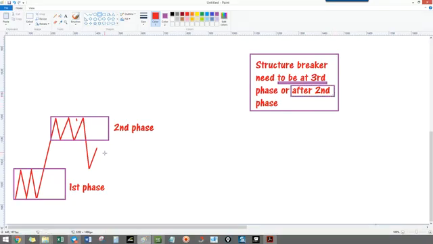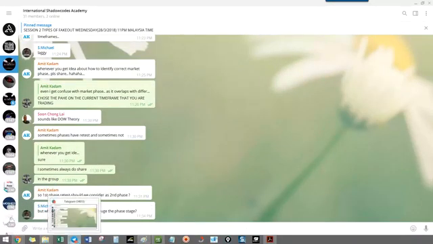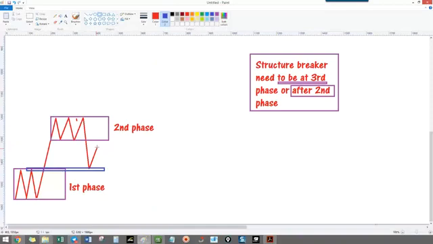So this is second and you have a structure breaker? No, this is not a structure breaker. This is actually your entry over here, your RBS. At the second phase, it retests or pulls back like this. You have a retest. I will read that later.